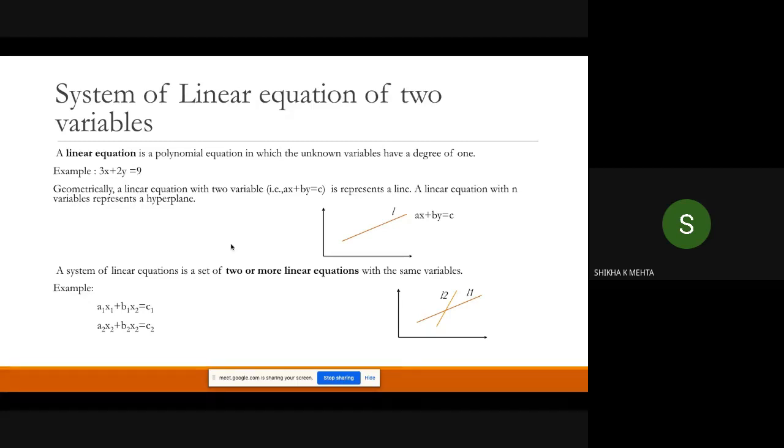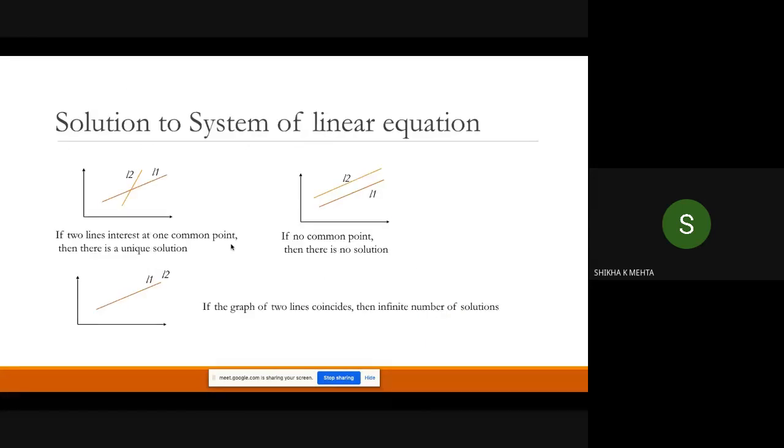Geometrically, when we represent a linear equation with two variables, ax plus by is equal to c is the equation of a line. So we can represent these using a hyperplane, and for a system of two or more linear equations with the same variables, we can plot them in the plane, and they are straight line equations. Now when we have multiple linear equations, how do we solve them? If two lines intersect and have a common point, then there is a unique solution.